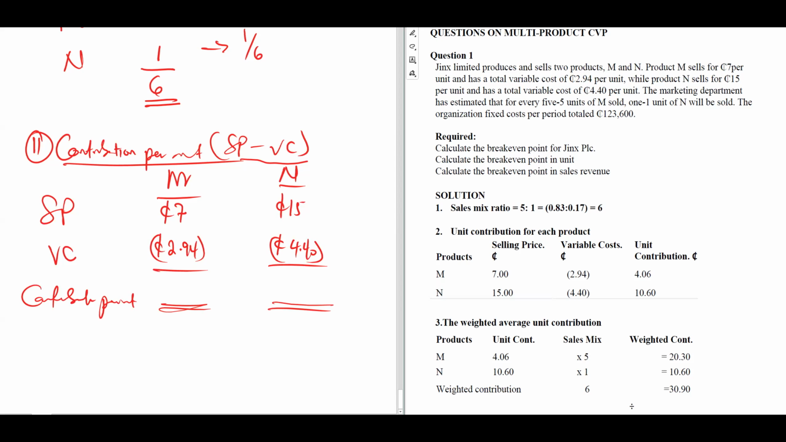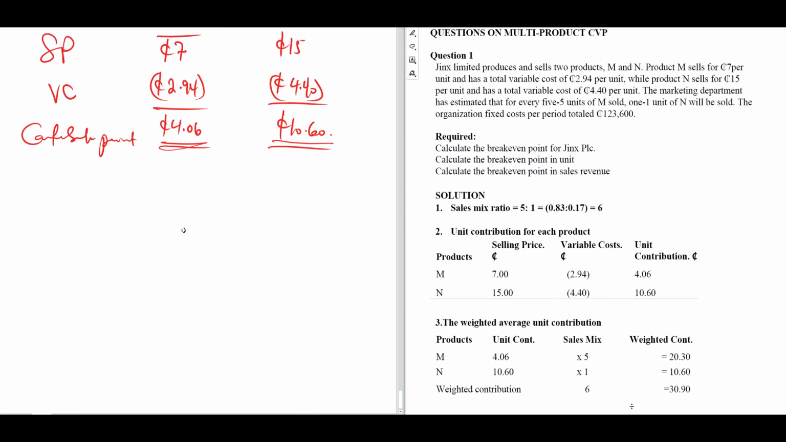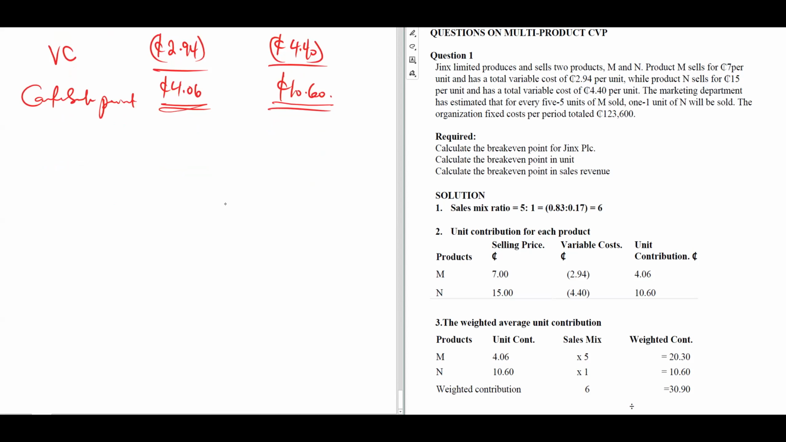So we have 7 minus 2.94. This one goes for 4.06 per unit. Then we have 15 minus 4.4. That's 10 cedis 60 pesos per unit. Now that you've done A and B, the next thing is to mix the two: multiply the sales mix by the contribution to get the weighted average contribution. So my third step is to determine the weighted average contribution.